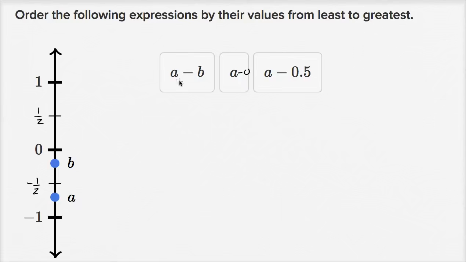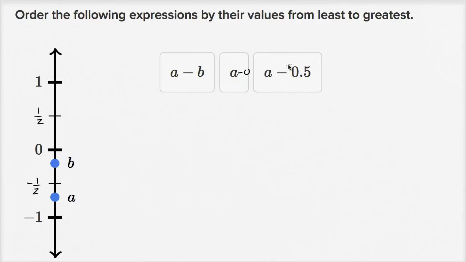So let's see. In all of this, we have an a and we're subtracting something. Here we're subtracting 0. I guess we're subtracting nothing. Here you're subtracting b, and here you're subtracting 0.5. So in general, the more that you subtract, the smaller it's going to be. So in which of these cases am I subtracting the most?